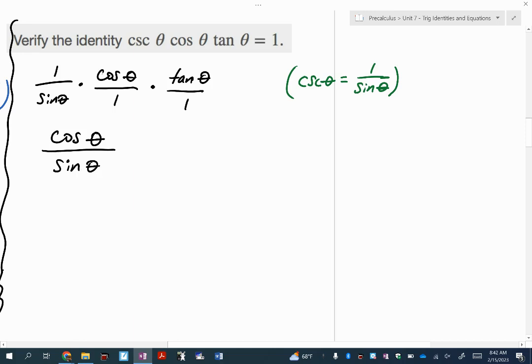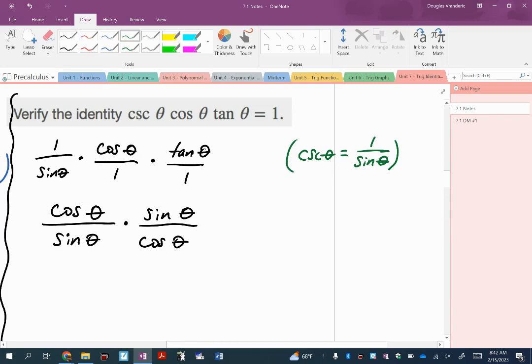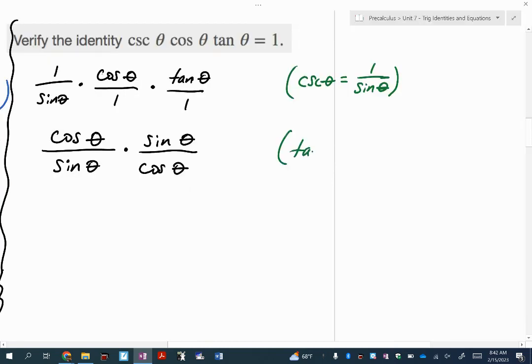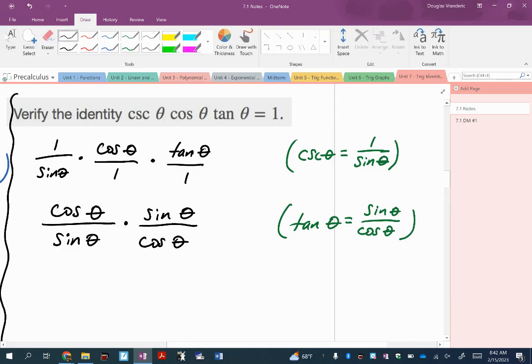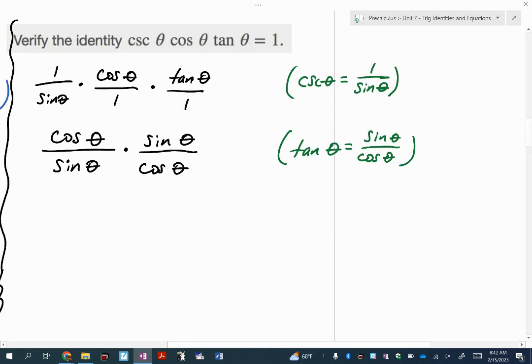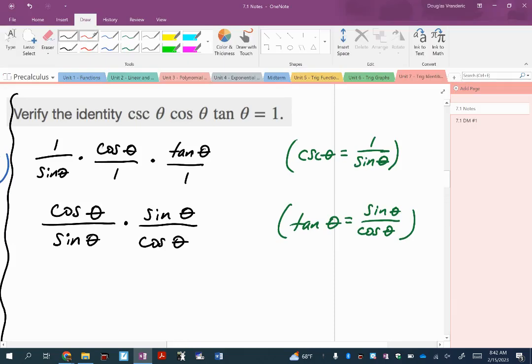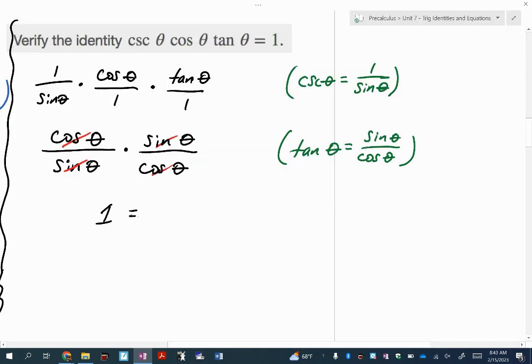All right, and then I'm going to rewrite tangent of theta as sine of theta over cosine of theta, which is actually the same quotient identity that I used on the previous one. So tangent of theta equals sine of theta over cosine of theta. Okay, now at this point, you should notice that if I just look diagonally, I'm actually able to cross out everything, right? Cosine divided by cosine is 1. Sine divided by sine theta is 1. So that's why this is just 1 equals 1. So we were able to get 1 in the end.